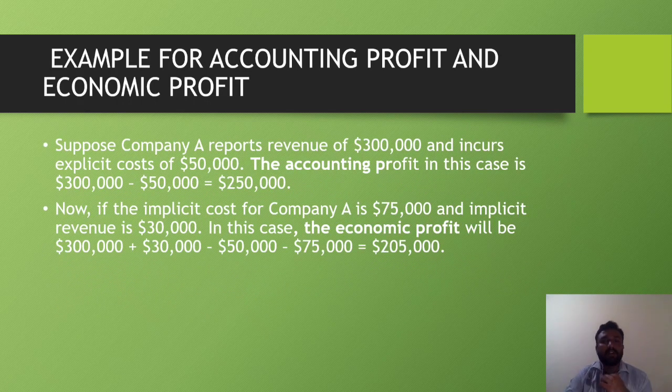Now the example for accounting profit and economic profit. Suppose company A reports revenue of 3 lakhs and incurs explicit cost of 50,000. The 3 lakh is our revenue, and 50,000 is our explicit cost. Now we deduct the 50,000 from the 3 lakh, so we get 2 lakh 50,000 as our accounting profit. An example for the economic profit: now if the implicit cost of the company is 75,000 and implicit revenue is 30,000, in this case economic profit will be 3 lakhs plus 30,000 minus 50,000 minus 70,000, which is equal to 2 lakh 5,000.